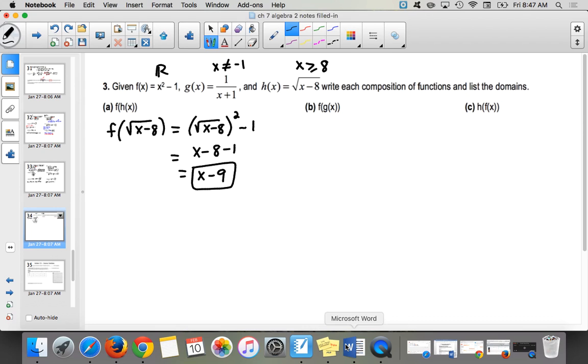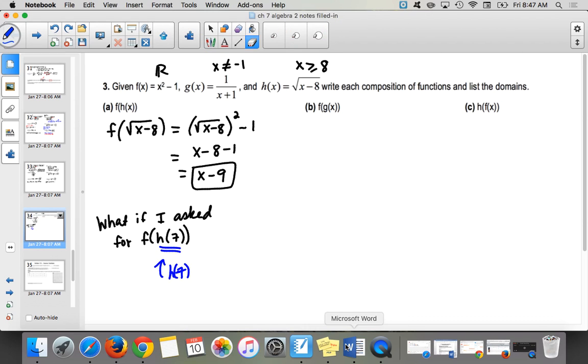However, if I had asked you for f of h of 7, you guys would have gotten stuck because h of 7... What is h of 7? It's the square root of 7 minus 8, negative 1. Okay, we're not going to do i's.